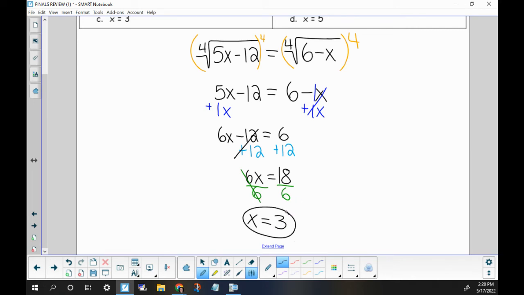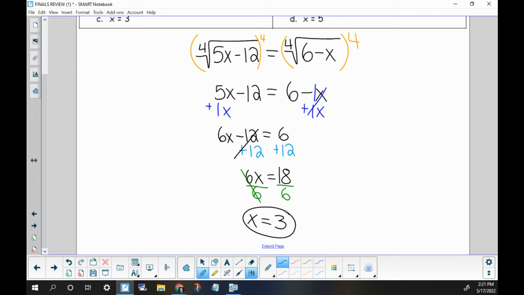And that is type 2. Any questions on type 2? Yay? Nay? We're going to do some more practice.